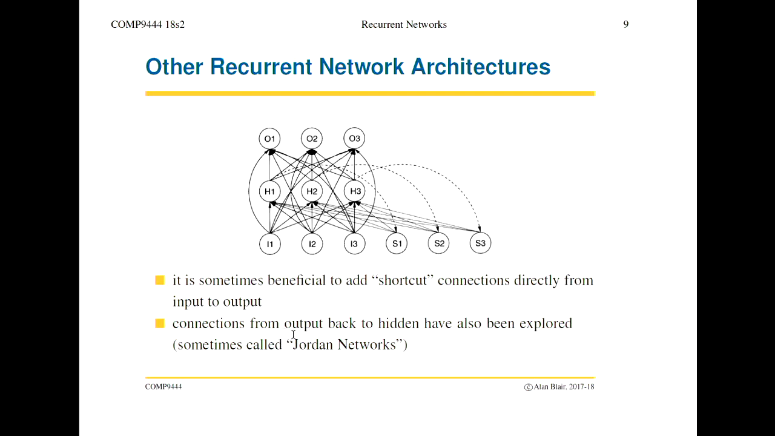And in the early days, Michael Jordan, not the basketball player, but a different Michael Jordan, did some experiments where he had connections going from the output back to the hidden. Occasionally people do that as well, and that's sometimes called a Jordan network, if you see the phrase Jordan network. So occasionally we have recurrent connections going from here to here, or shortcut connections from here to here. But the ones from here to here is the most common way of doing things. And later on we'll talk about LSTM, which is slightly different again.